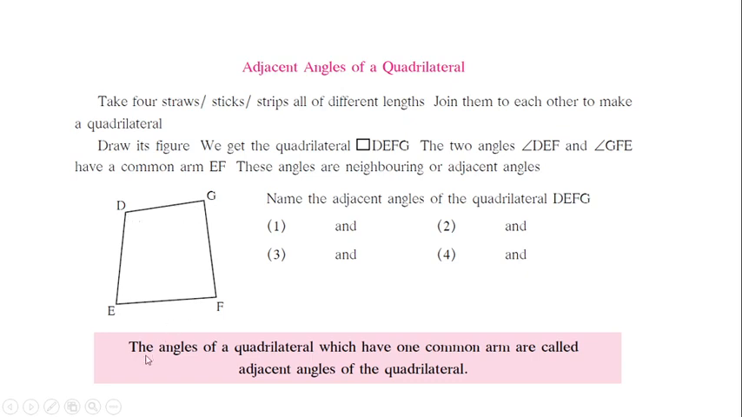Common side. The angles of a quadrilateral which have one common arm are called adjacent angles of the quadrilateral. Arm means the side. This is one arm, this is another arm, this is another arm, and this is the fourth arm. So this is one angle and this is another angle. So these are the two angles adjacent to each other. Why? Because both the angles have a common side or a common arm.